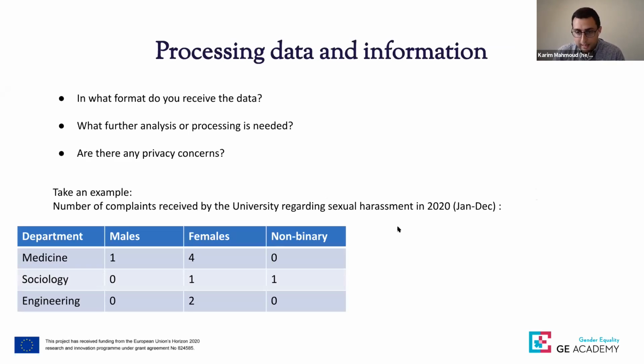And so if you imagine this is a made-up data set, you have department down one side, you have males, females, non-binary, and this is the number of complaints received regarding sexual harassment. Is this a good way of presenting information? Why or why not?